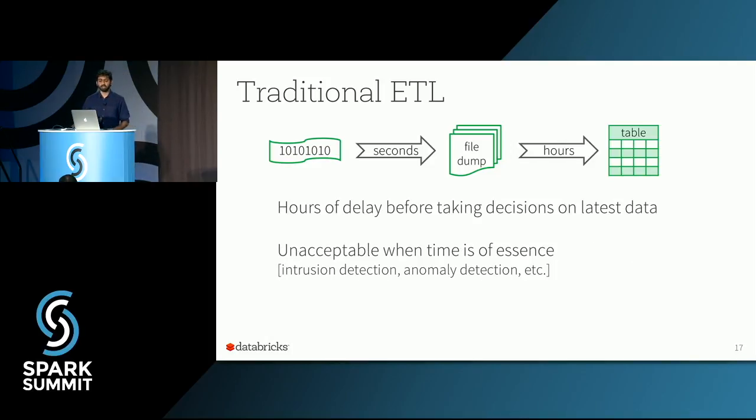Now, the problem with this method is that it incurs hours of delay between when the data arrives into the system and when the data is ready for doing complex analytics. This is often unacceptable when you need to take decisions on the data as soon as possible. For example, intrusion detection, anomaly detection, whatever Michael demoed, where you want to know what is going on in your AWS account. Is there any attack going on right now? You want to take decisions on that as fast as possible, but this doesn't allow that.